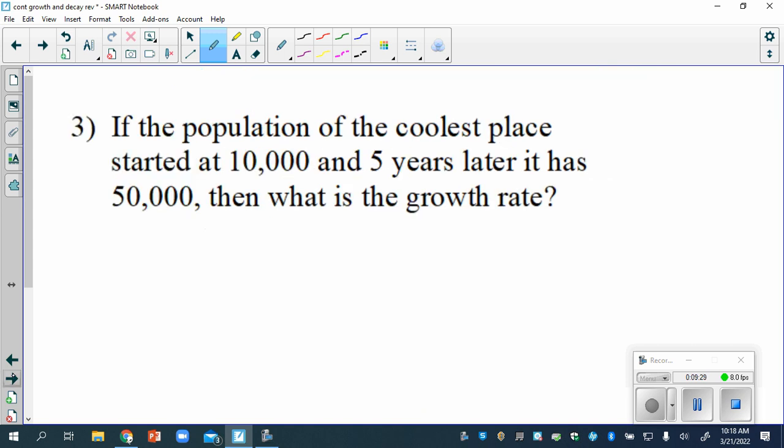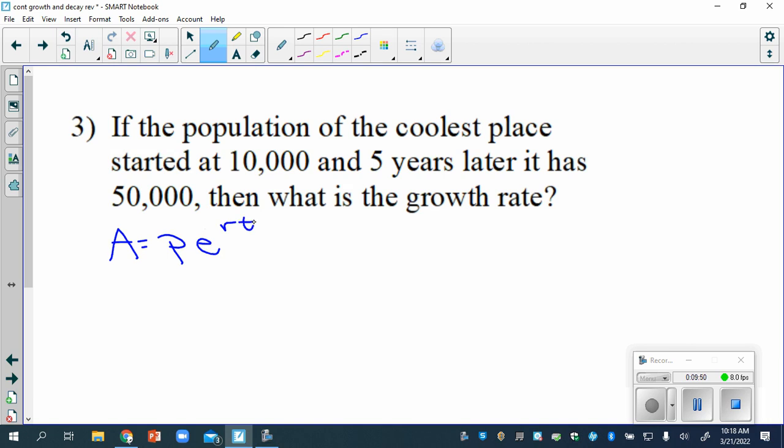How about we try number 3? Now on number 3, we're going to do a slightly different setup. So we've got the coolest place on earth, and it's growing. So that means one more time, we're going to have A equals P e to the RT.